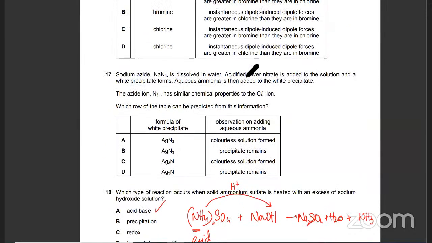Sodium azide is dissolved in water, silver nitrate is added to the solution, and a white precipitate forms. Aqueous ammonia is then added to the white precipitate. Azide ions have similar properties to Cl- ions, so they're basically talking about Cl- ions. What is the formula of the white precipitate? If it had been Cl- ions, the white precipitate is AgCl, right? Now just replace the Cl with N3-. So it's going to be AgN3, right? Is that clear?